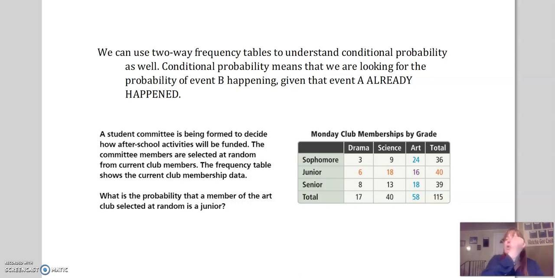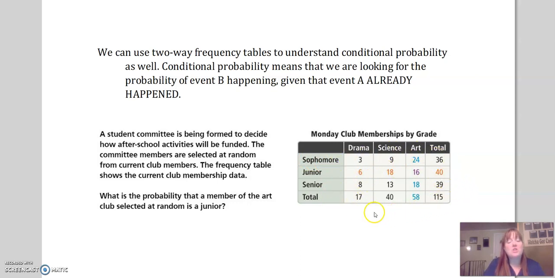Because then, for example, if we are looking here at this membership club by grade, I could say, what is the probability that if I pick a student at random, I will get a sophomore who is in drama club? That is, what is the probability of A and B happening? That's the probability of being a sophomore and being in drama club. The difference between that and conditional probability is, given that I pick a sophomore, what is the probability that that person is going to be in drama club? So I'm only looking at the sophomores now. I don't care about anybody else, right?